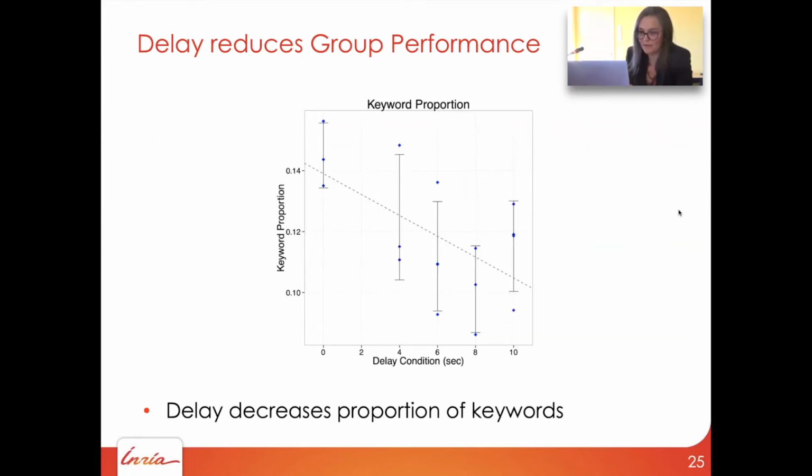For studying the quality of the notes taken by groups, we studied the number of keywords that have been taken by users with respect to the keywords in the audio transcription. We found out that as the delay increases, we see that the proportion of the keywords decreases. So it means that the quality of the notes taken by users also decreased.